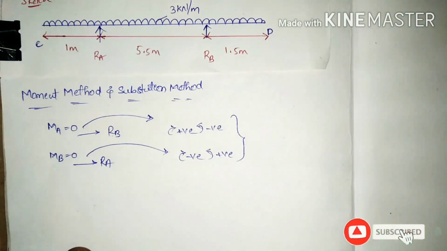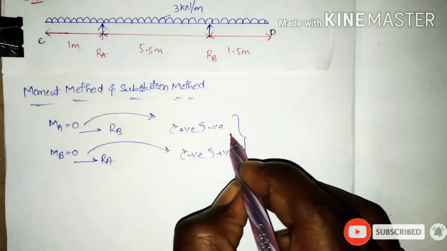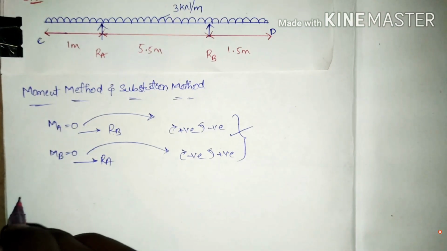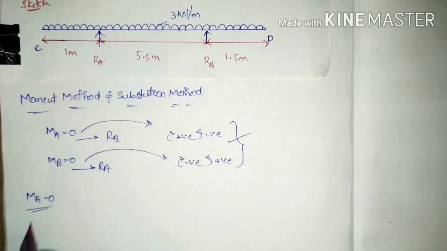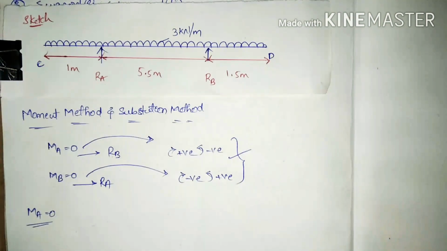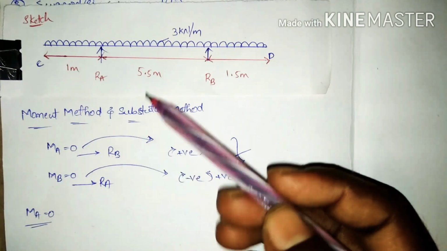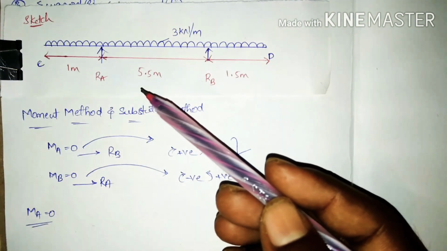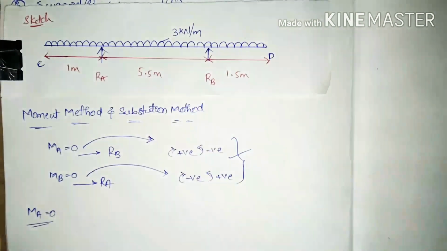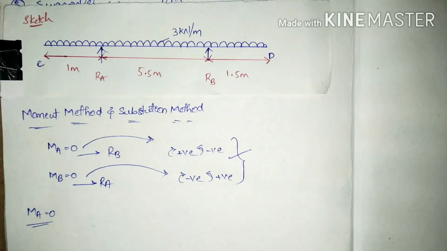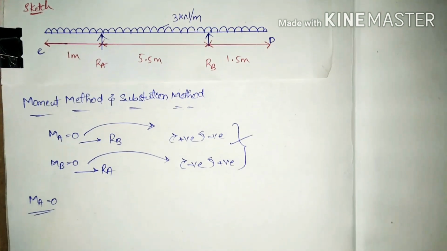Let's start with the moment about A equal to 0, using this sign convention. If I take the moment about A equal to 0, then RA disappears from this equation, because there is no perpendicular distance to multiply with the RA reaction. We are left with the RB reaction and the UDL load. Let's see how the moment will be taken.